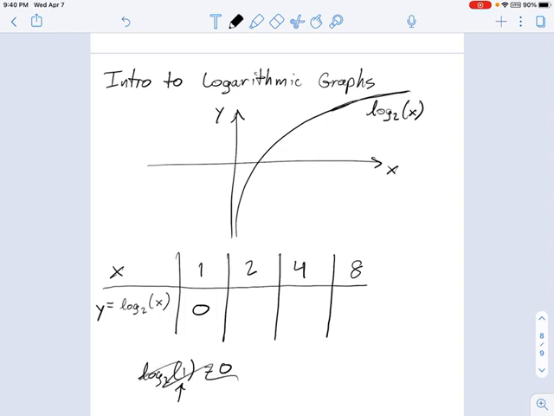Let's try another one. Let's say log base 2 of 2. Well, what's that? In other words, 2 to what power equals 2? 2 to what power over here equals the number 2? Well, it has to be 1, right? 2 to the 1st power is just 2. So this answer is 1.